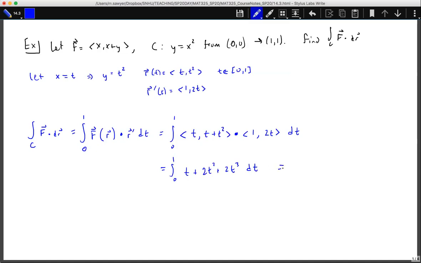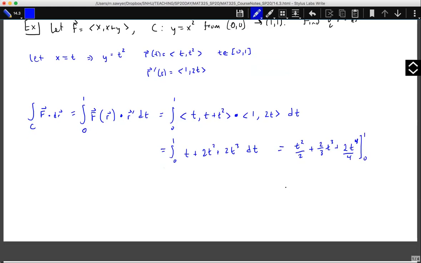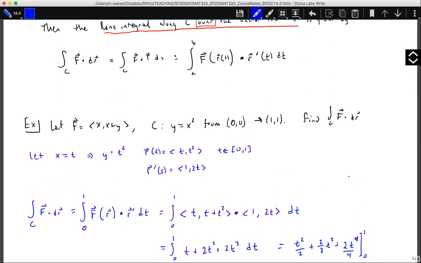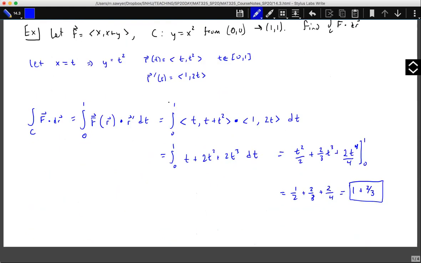And this is an easy integral to solve. So this becomes t squared over 2 plus 2/3 t cubed plus 2 over 4 t to the 4th, evaluated from 0 to 1, which gets us 1/2 plus 2/3 plus 2/4, which is equal to 1 plus 2/3 as our answer. So that would be the line integral over the vector field F, where this is our vector field and this is our curve. So this is our solution for this problem.